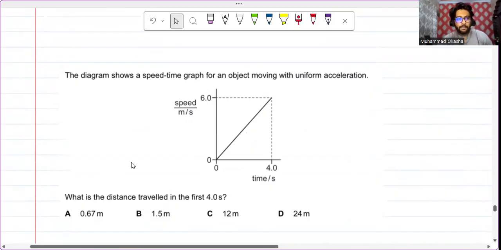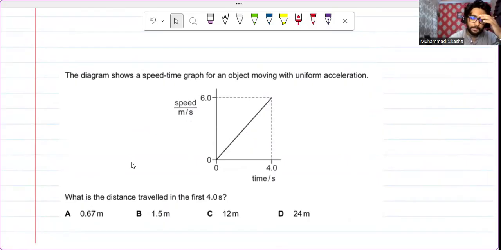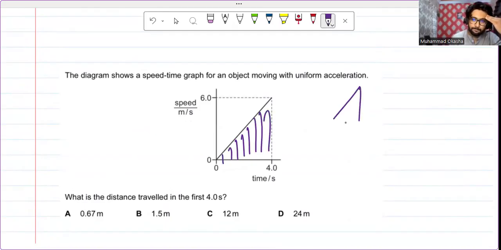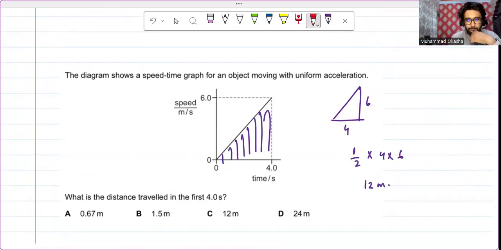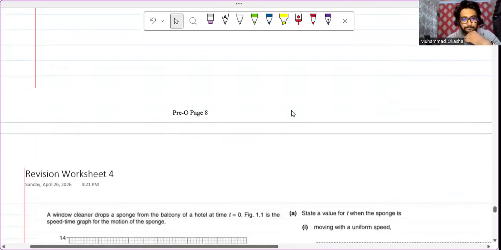The diagram shows the speed time graph for an object moving with uniform acceleration. What is the distance traveled in the first 4 seconds? This is really simple. You only have to work out this area, right? How would you work out this area? This is a triangle, of course. Base is 4 and height is 6. So distance traveled equals area under the graph, which is area of the triangle, 1 over 2 multiplied by 4 multiplied by 6, which is going to be 12 meters. You can work it out in the calculator and you will get 12 meters. So 12 meters is your answer.